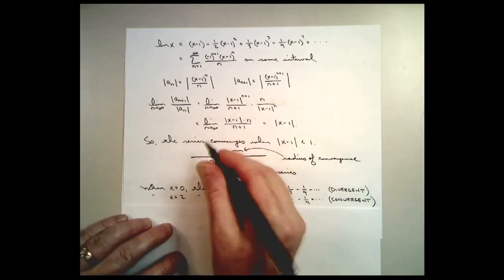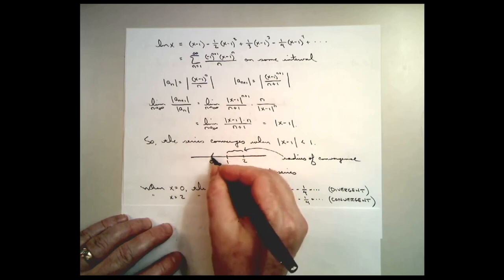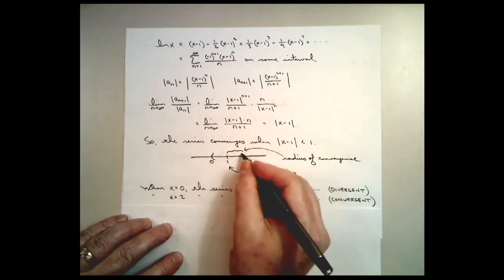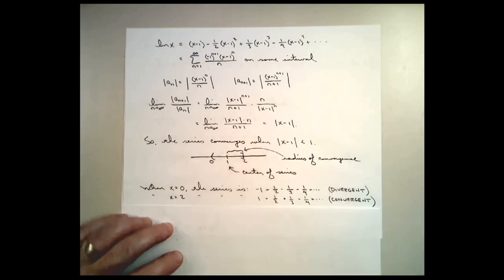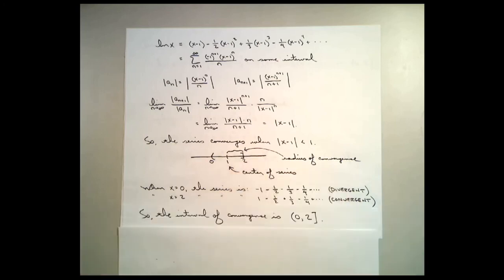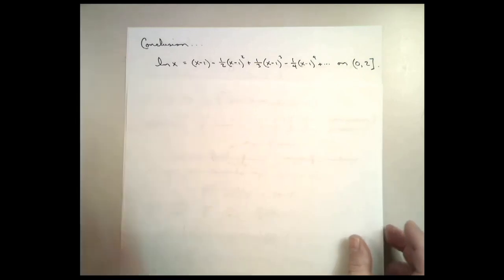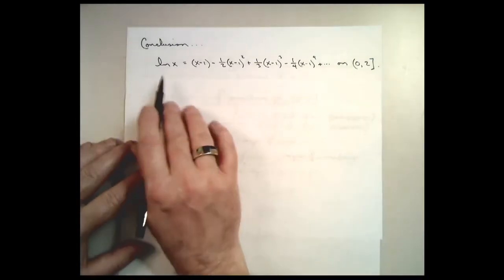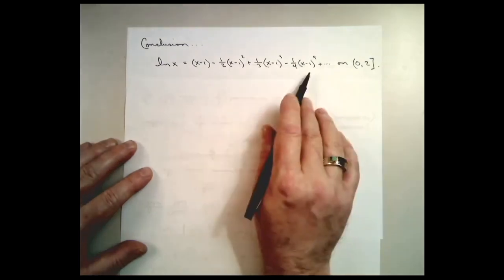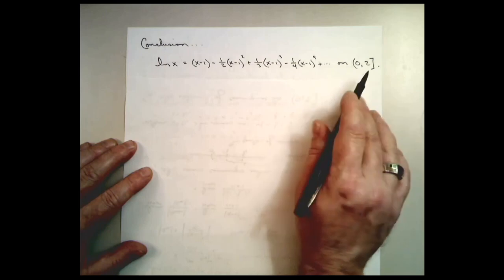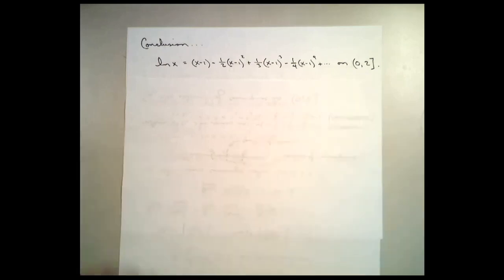So, divergent whenever x is 0, so I'm not going to include that in my interval. Convergent whenever x is 2, so I am going to include that in my interval. And so the interval of convergence of my series is the interval from 0 to 2. All right, so in conclusion, we've just shown that the natural log of x has a power series centered at 1 that's equal to this series right here, and that series converges on the interval from 0 to 2.